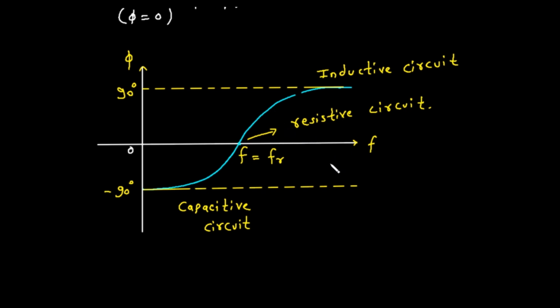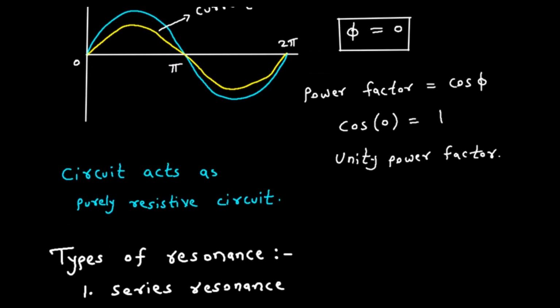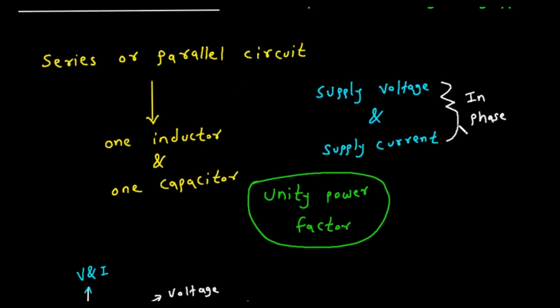As the frequency increases past resonance, the circuit becomes inductive. The phase angle becomes positive and rises from 0 towards plus 90 degrees. At very high frequencies, the circuit is strongly inductive, and the phase angle approaches plus 90 degrees. This means the current lags behind the voltage. And that is a complete breakdown of series resonance. To summarize, it is a special condition in a series RLC circuit that occurs at a specific frequency, the resonant frequency. At this frequency, the opposing effects of the inductor and capacitor cancel out, leading to minimum impedance, maximum current, and a perfect unity power factor, where the circuit behaves as if it were purely resistive.